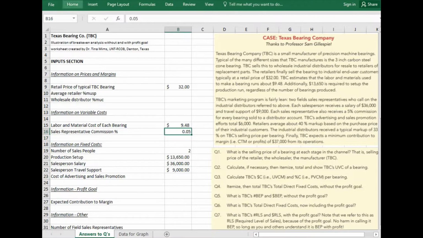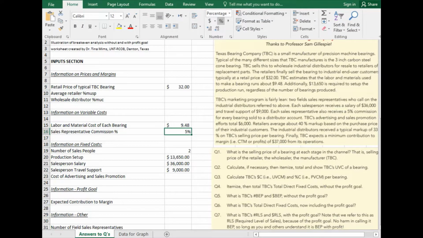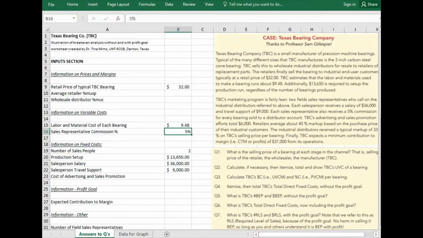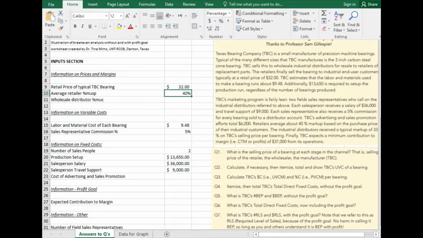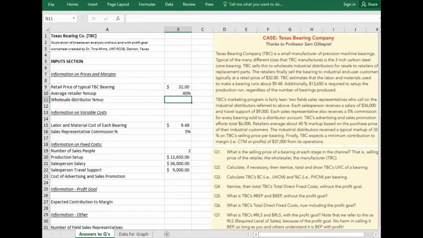Then some of the other details we have here is the cost of advertising and sales promotion. But let me go back and add that 5% sales commission in. Now that 5% is on each of Texas Bearing Company's sales. So every time the sales rep makes a sale, it's 5% commission to them. And the average retail percent markup on sales price is 0.4, which is 40%.